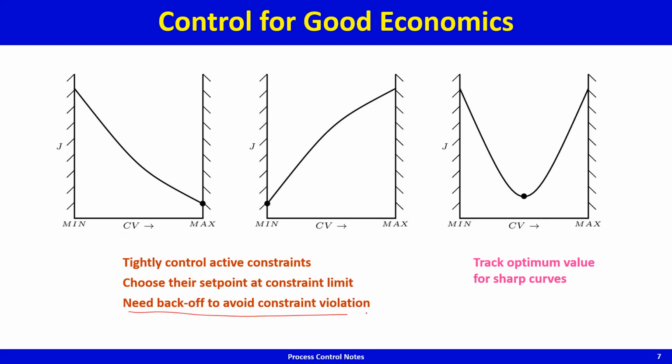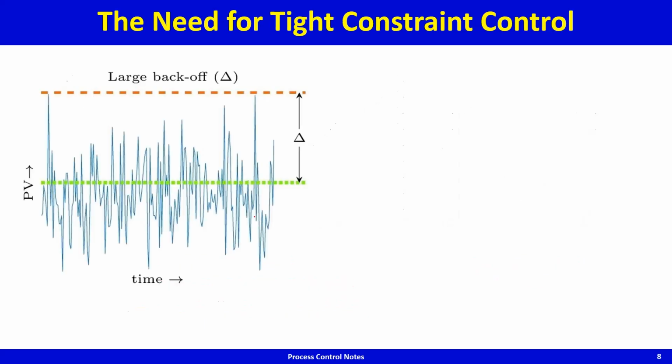Now, why do you need a back off to avoid hard constraint violation? Here, the dashed line up here is the red line which can never be exceeded because of safety constraints, because of environmental regulatory constraints, etc. Now let us say the process variable is loosely controlled. If the process variable is loosely controlled, it will go all over the place, and because you're not allowed to violate the top limit, the red line, you would be operating the process at a back off, and this is the back off. The average process operation is backed off from the constraint limit.